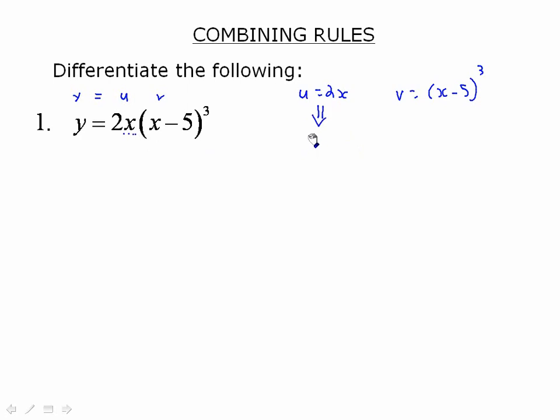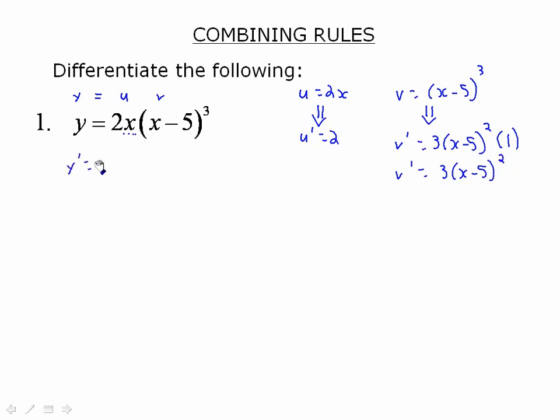So u is equal to 2x, so u prime is equal to 2. And the part that's combining rules means that when we take the derivative of v, v prime is equal to 3 times (x minus 5) to the 2 times 1. So I had to use the chain rule on that one. So v prime is equal to 3(x minus 5) squared. Not a big deal. It wasn't a difficult question to work out. They will get worse though.